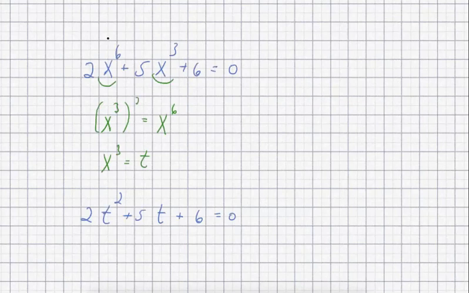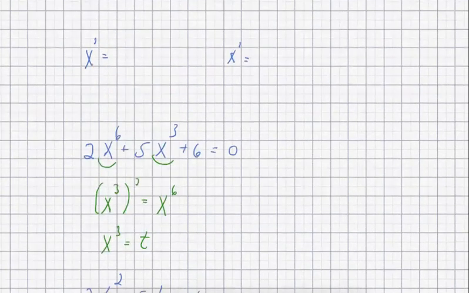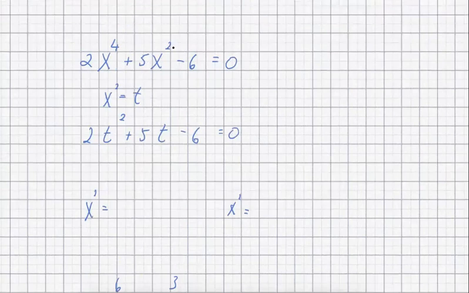So whenever you have x to the 6 and x to the 3, you can replace the x to the 3 with a t. If you have x to the 4 and x squared, you can replace the x squared with a t. It's not hard. Just remember that when you replace it, you solve for t, but then you have to find the x also, because the question is what is x, not what is t.